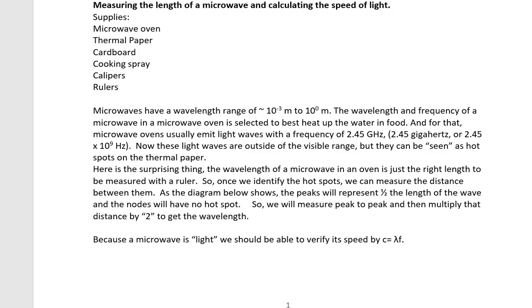So for our supplies, we need a microwave to start with, and most microwaves have a frequency of 2.45 gigahertz, or a gigahertz is 10 to the 9 hertz. So that would be 2.45 times 10 to the 9 hertz. Those are obviously outside of the visible range. You see them as hot spots on the thermal paper. So let's have a look and see how we're going to set this up.